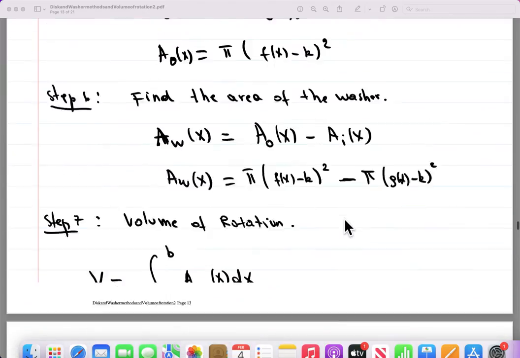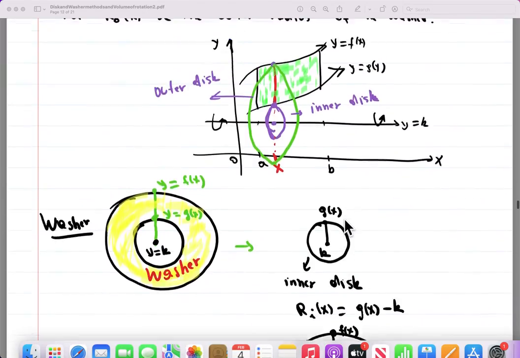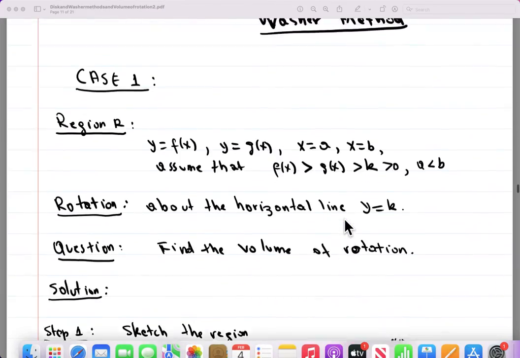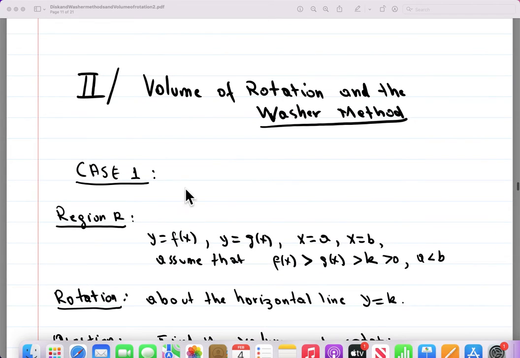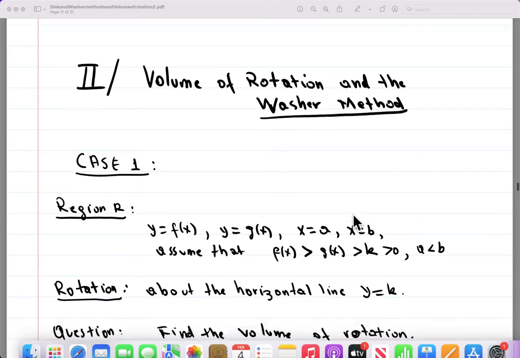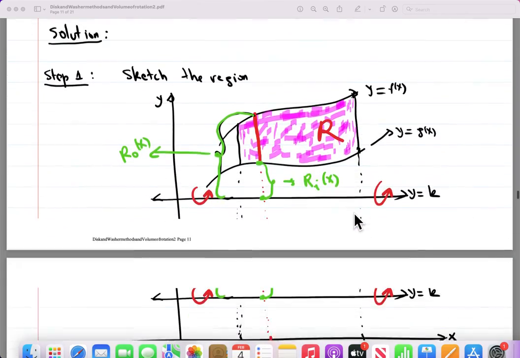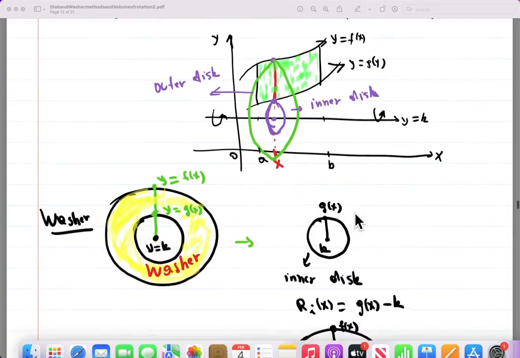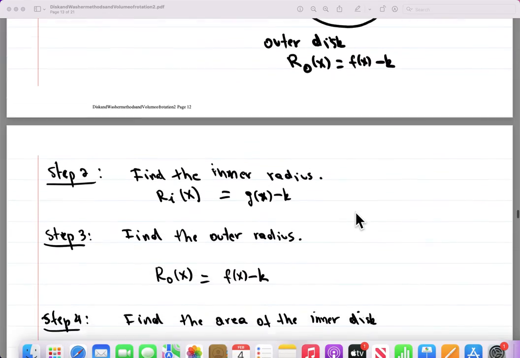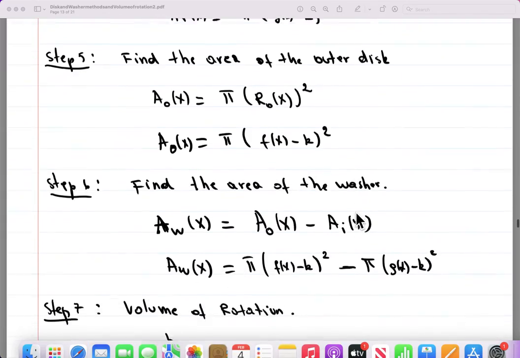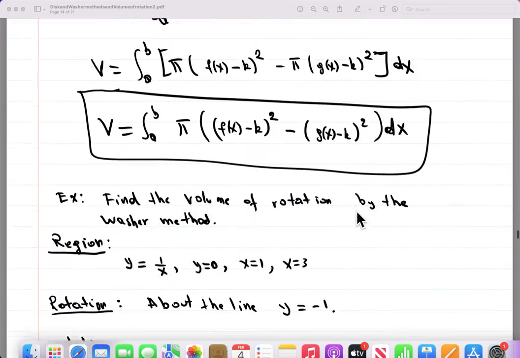so let's just go back here quickly. You can see we discussed already the concept. So this was the concept of case 1 of the volume of rotation and the washer method. So we went through this. So now we're going to do an example on case 1. And let's start with the example.